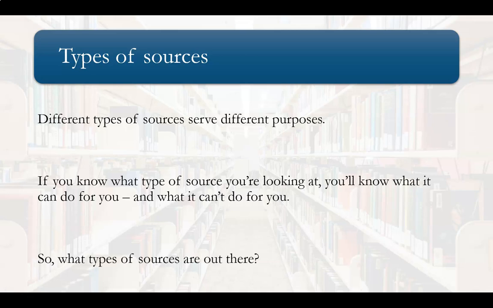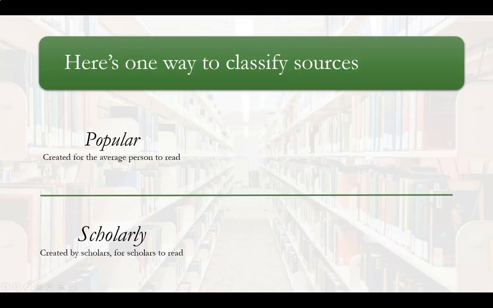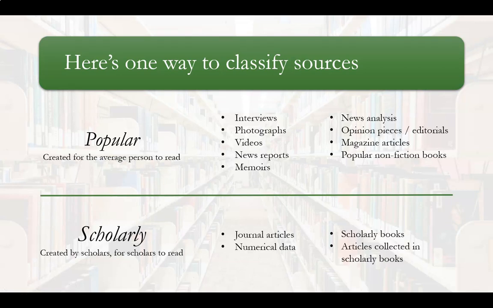So, what types of sources are out there? One way of dividing up sources is to classify sources either as popular or scholarly. The difference here is the audience that the source was written for. A popular source is written for a popular audience, which is to say, it's written so that anyone can read it. A scholarly source is written for a scholarly audience. Scholar here meaning an expert in the field. Examples of scholarly sources would be scholarly journal articles, scholarly books, or articles that were collected in scholarly books.